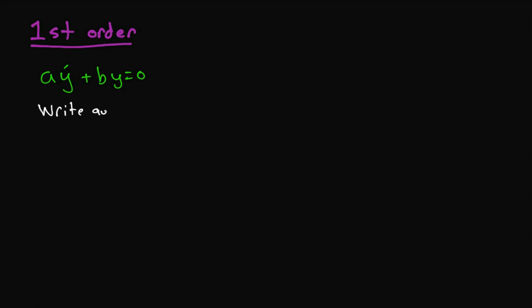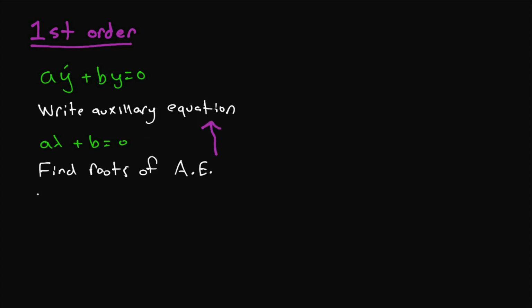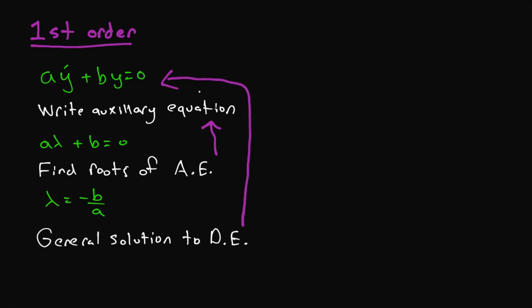So first, we're going to write the auxiliary equation, which in this example is a lambda plus b, which is equal to 0. And then we need to find the roots of the auxiliary equation. And here it's lambda is equal to negative b over a. And then the general solution to the differential equation is y of t is equal to ce to the lambda t.